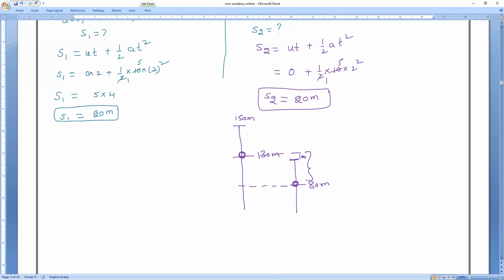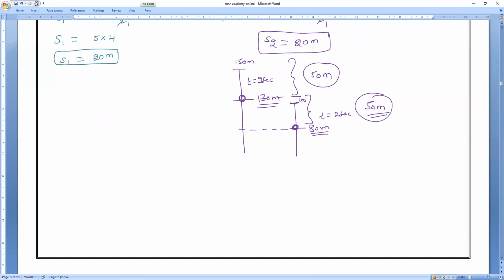This is actually 150 meters and this point is 100 meters. Now after 2 seconds, this body came to 130 meters. After 2 seconds, this body came to 80 meters. So still what is the height difference? Before also the height difference is 50 meters. Now also what is the height difference? 50 meters. Everybody, 50 meters. Are all clear? Yes or no? Please respond.